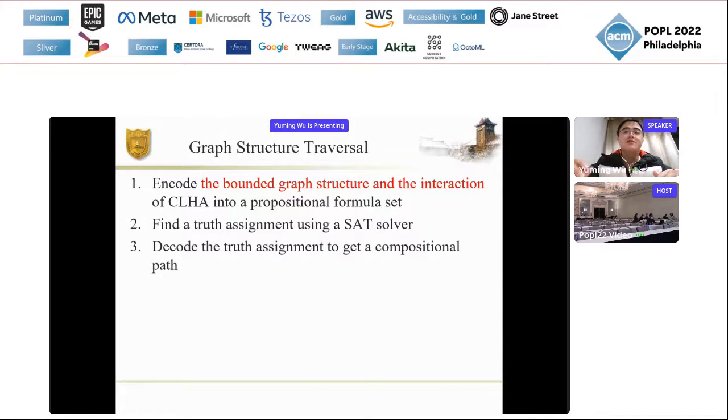The first step is to traverse the graph structure of the CLHA to look for candidate paths that may reach the target location. The transition range graph and the interaction between automata will be encoded as a propositional formula. The encoding ensures that all Boolean variables that represent the locations or transitions existing in the searched paths are true, and the others are false. We can get a true assignment of the problem by calling a SAT solver. The result can be decoded into a compositional path.